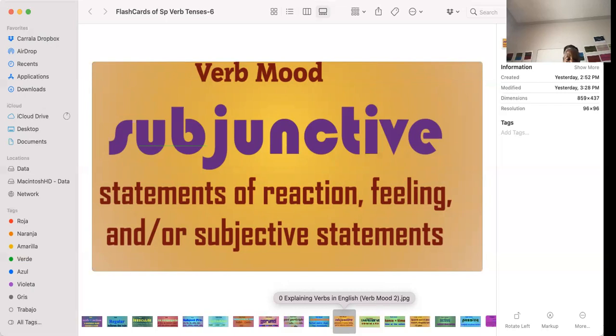You're talking about statements of reactions, feelings, and subjective statements. You're expressing in the subjunctive uncertainty, unreality, doubt, desire, necessity, possibility, judgment. Let me give you two: desire, and then let me give you unreality.